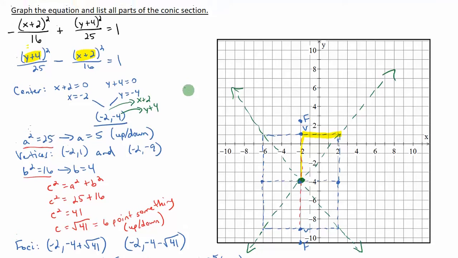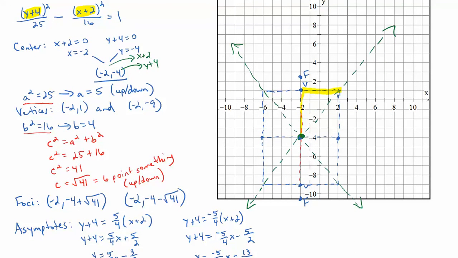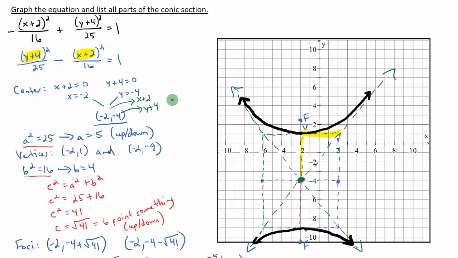I just need to draw the curve, right? I don't want to forget the actual hyperbola here. So I go through my vertices, wrap around my foci, and approach my asymptotes. So the top part's going to open up through the vertex and around that focus, and the bottom part's going to open down through the vertex and around the focus. You never ever graph inside your center rectangle. Okay, that's a good thing to remember. Your curve is always outside of that, pointing the opposite direction. So that is graphing a hyperbola from its equation and listing all of its parts.